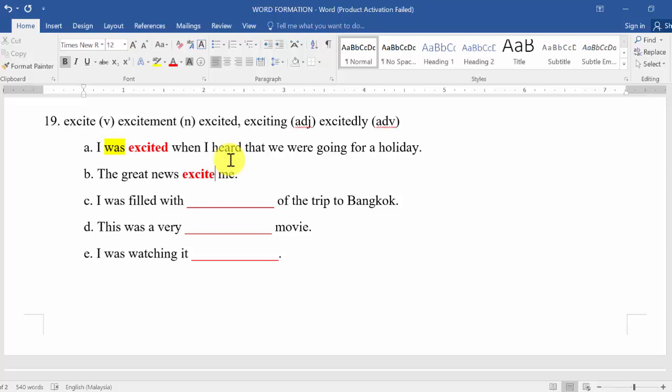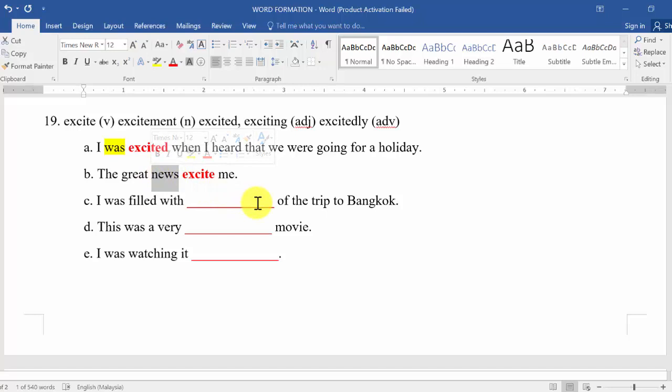You need to be very careful when you're filling in your blank with a verb. Why? Because a verb has many different forms. Look at this question. The great news, what me? News, this word, is it singular or plural? Remember, news is singular. News is an uncountable noun. So it should be singular. We should use a singular verb after news. So your answer here can be excites. Simple present tense. The great news excites me.